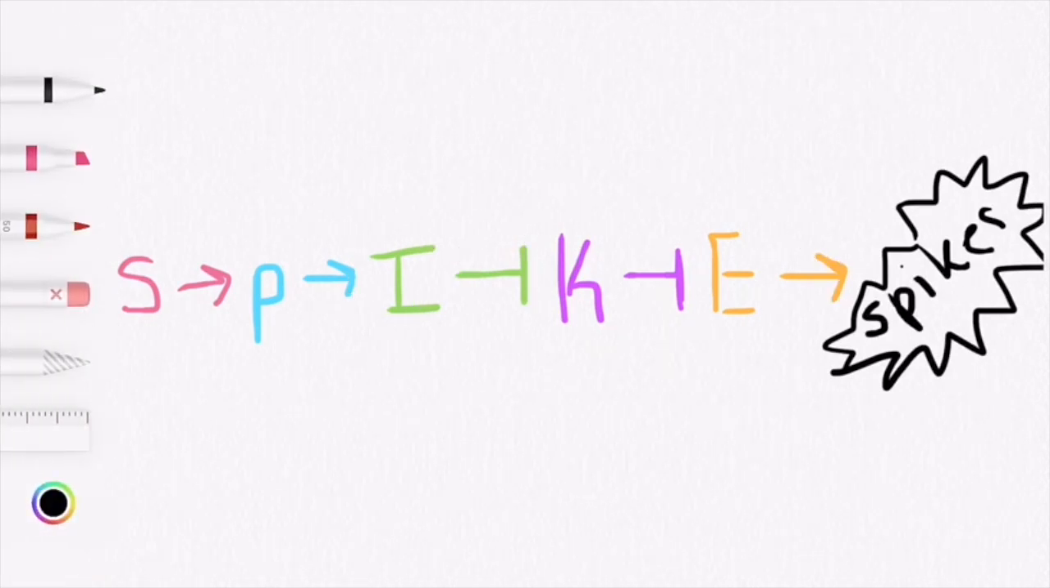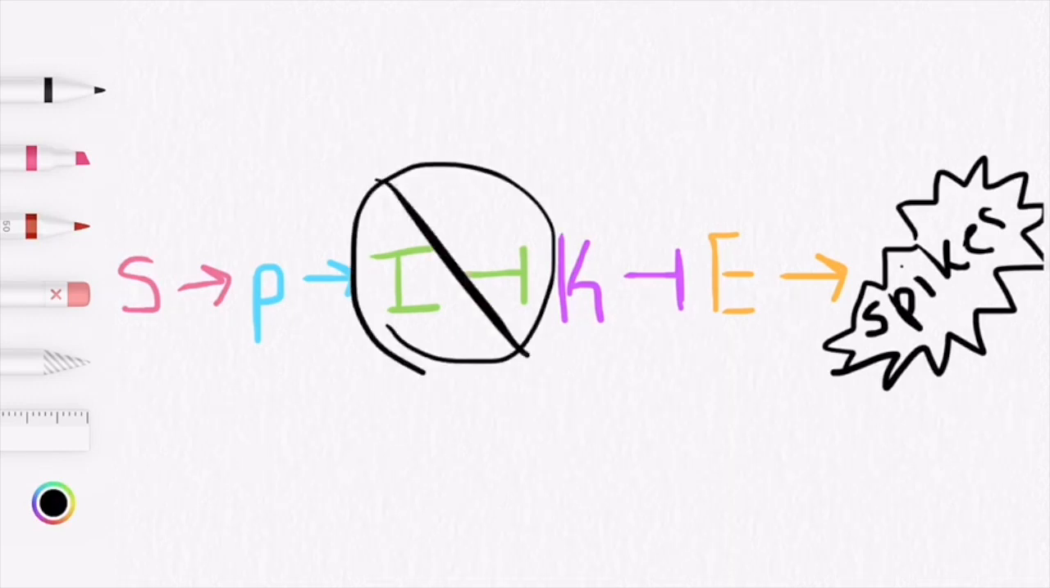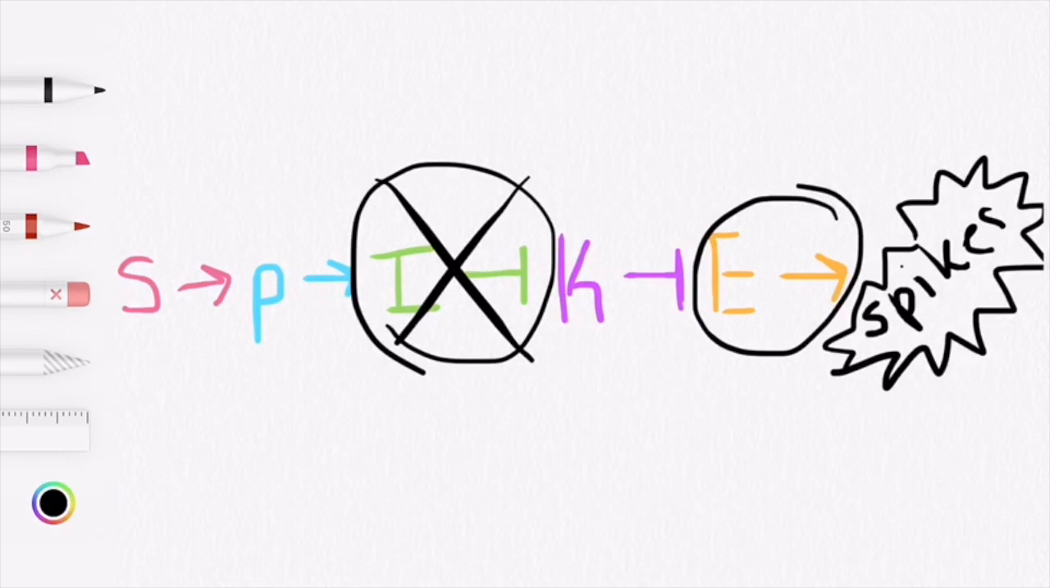Now, if the I and the E are both mutated, so if the I is mutated and the E is mutated, that means no spikes are going to be formed, because if the E can't be produced, then no spikes are going to be made.